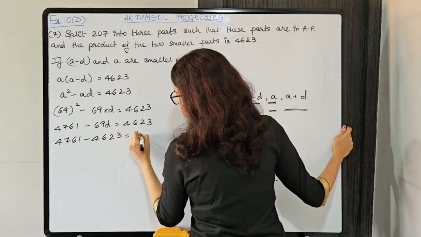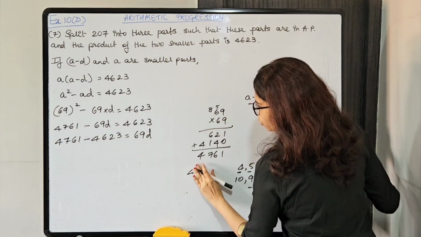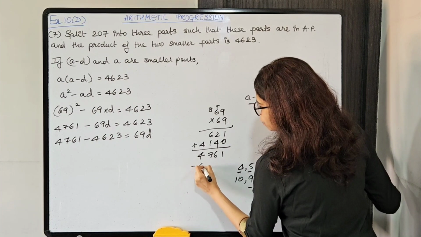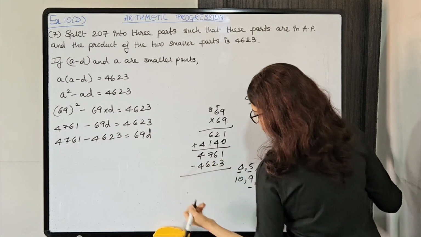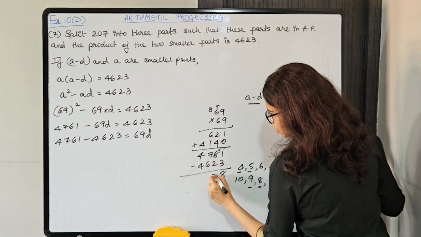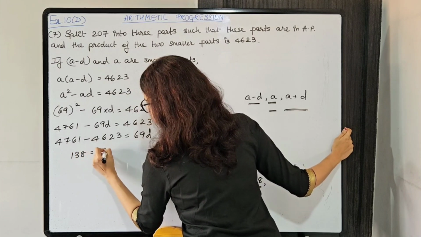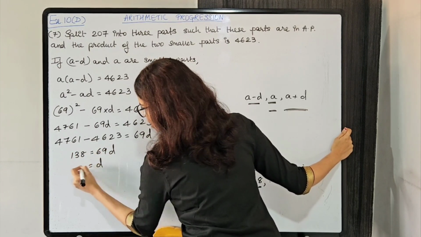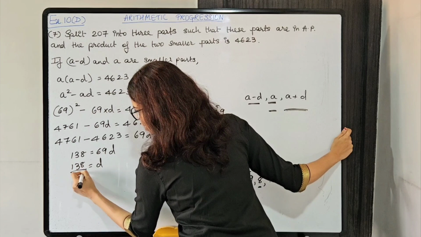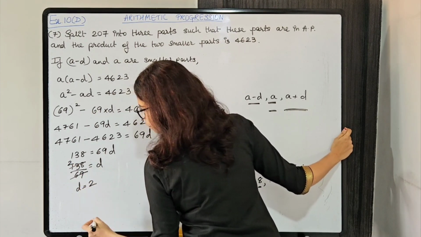So over here, 4761 minus 4623. So this will give 138 is equal to 69D. So D is 138 upon 69. 69 twos are 138, so D is equal to 2. Okay.